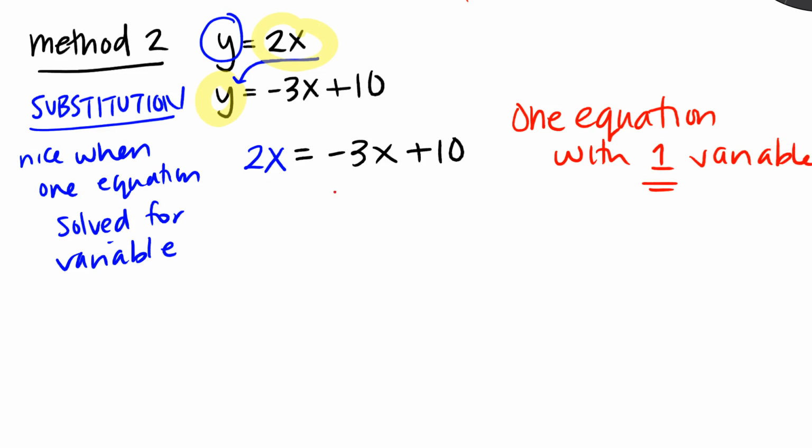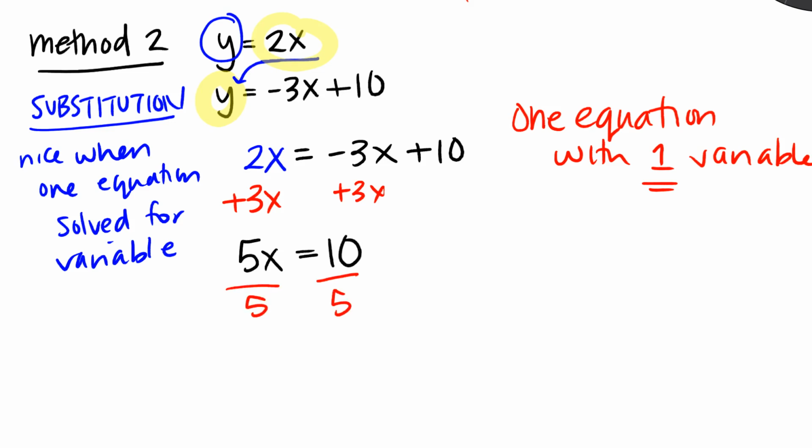We would go ahead and say, all right, let's add 3x so we can get the x variables on the same side. We'll combine up our like terms to get 5x is equal to 10, and then we'll divide by that 5 to get x alone, because that 5x means 5 times x, and the opposite of multiplication is division.